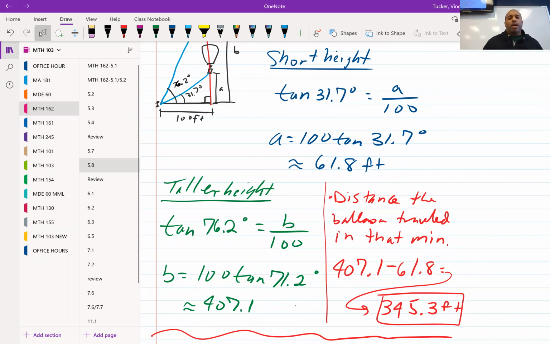All right, so the taller height, same flow. Now the 100 feet does not change because the balloon just goes straight up in the air, but it goes for a minute, so we are a little higher. And then we're doing 100 times tangent of 76.1. I mean 0.2, excuse me. The 0.1 got me, that one. Got me seeing ones in all types of places. All right, so 100 times tangent of 76.2. That gives us 407.1.